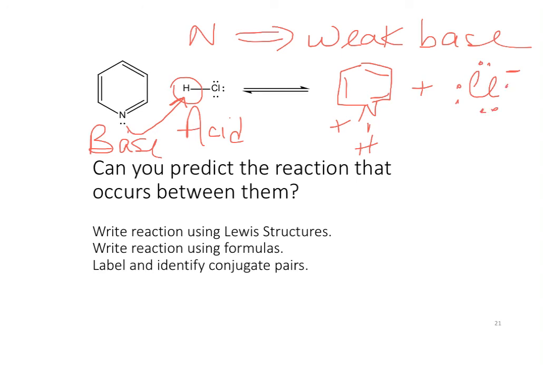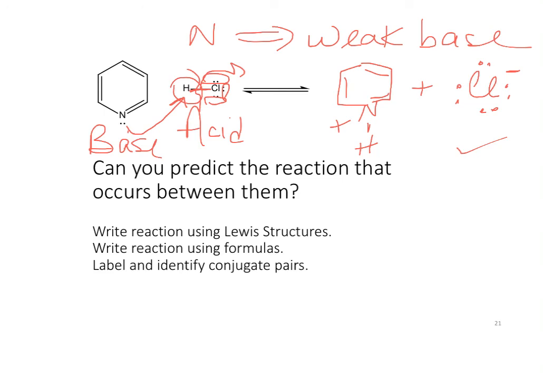And you don't always have to draw the lone pairs, but you should for a while till you're comfortable. So notice that over here, chlorine had 3 lone pairs. But remember, when this bond breaks, the 2 electrons that were in the bond go on to the electronegative atom. So that's it.